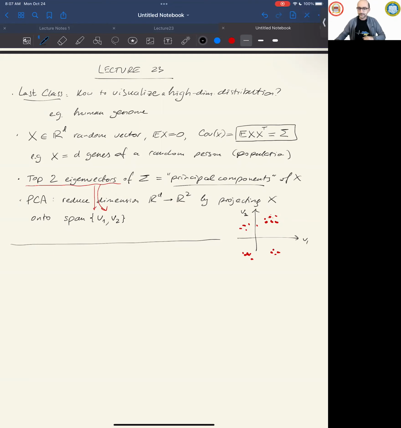So that's PCA. Perfect. So now, that was last class and we're ready to go forward. Any questions?